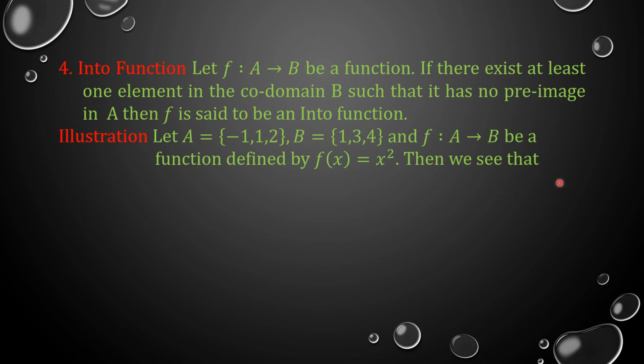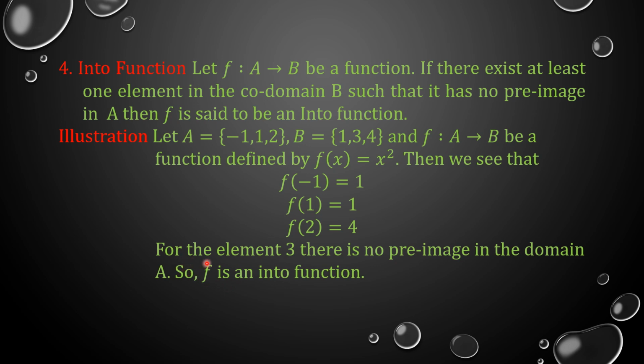So then we see here f(-1) is 1, f(1) is 1, f(2) is 4. So the codomain has 1, 3, 4, but here we only obtained 1 and 4. 3 is not the image of any element in the domain set. So here you see, for the element 3 there is no pre-image in the domain A, so f is an into function. Alternatively you can say that if a function is not onto, then it is an into function. Very simple sentence, you see.